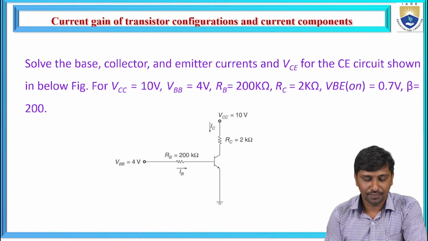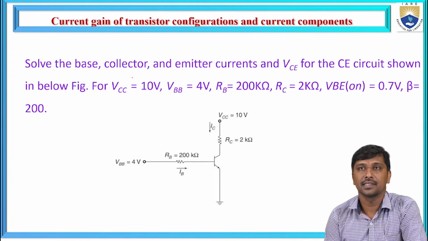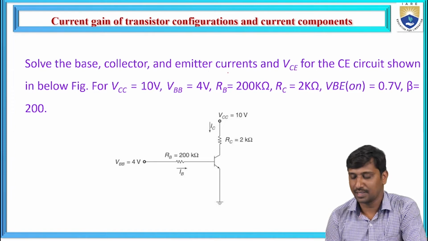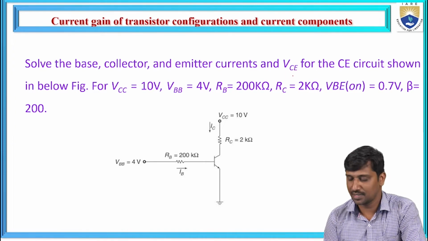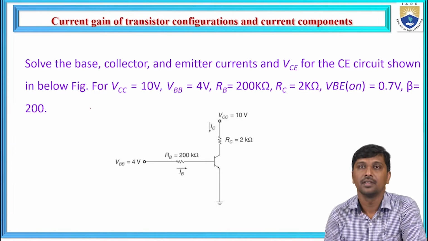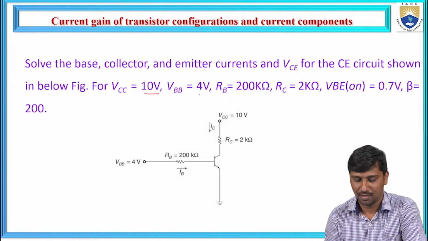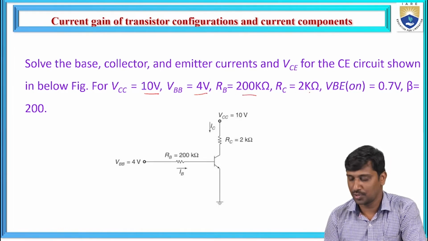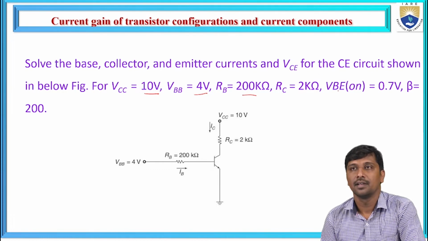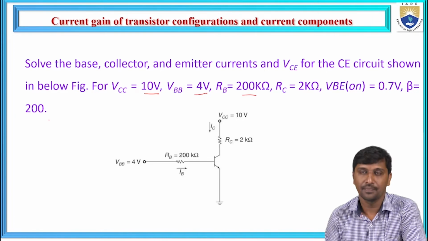Now, second question. Solve for the base, collector and emitter currents and VCE for the common emitter circuit shown in the figure below. VCC is 10 volts, VBB is 4 volts, RB is 200 kilo ohms, RC is 2 kilo ohms, VBE on is 0.7 volts, and beta is 200.